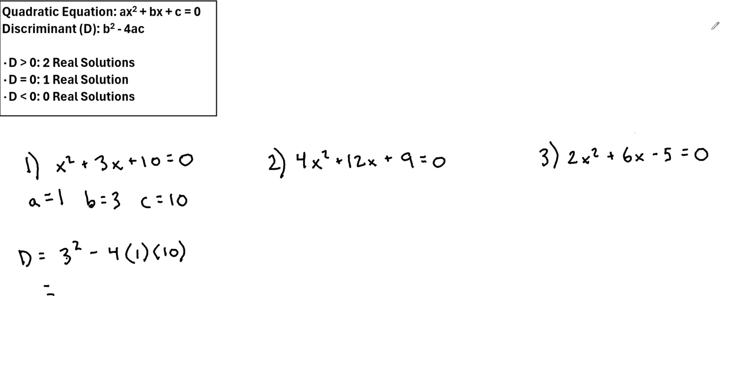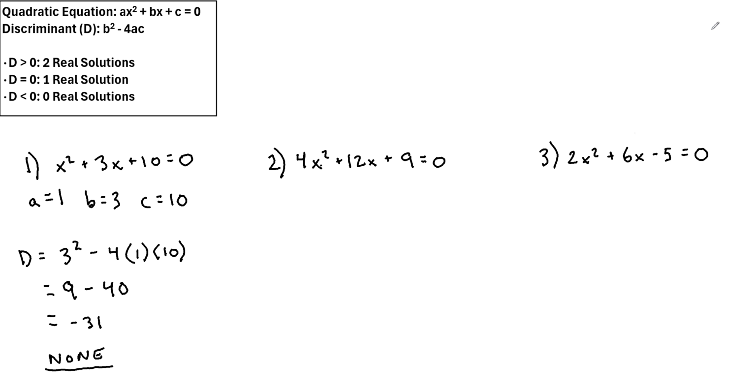So we get 3 squared, that's 3 times 3 is 9, minus 4 times 1, that's just 4, times 10. 4 times 10 is 40, so we get 9 minus 40, which is negative 31. So let's check our rules of thumb up here. When the discriminant is less than 0, there are 0 real solutions. So we're going to write none. There are no solutions to this particular quadratic equation.